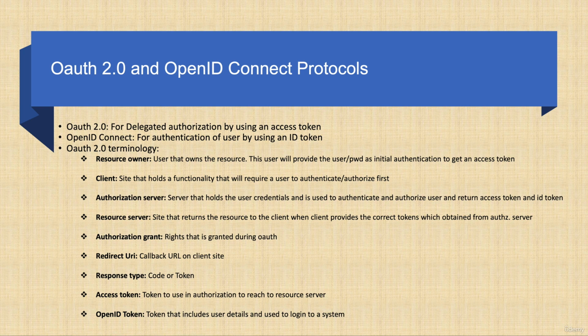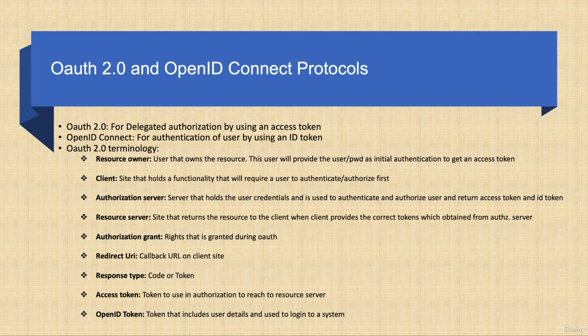bit of OAuth terminology. Resource owner is the user that owns the resource. This user will provide the user and password as initial authentication to get an access token. Client is the site that holds a functionality that will require a user to authorize first. Authorization server is the server that holds the user credentials and is used to authenticate and authorize user and return access token and ID token.